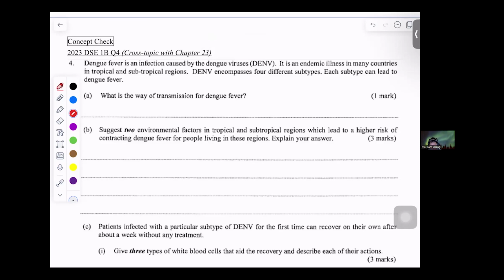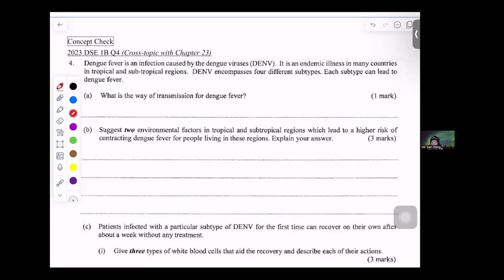Now, first of all, what would be the ways for dengue fever to be transmitted? I have already mentioned this when we learned chapter 23. So now I will give you 1 minute to write down the ways of transmission of dengue fever. Okay, so let's see.